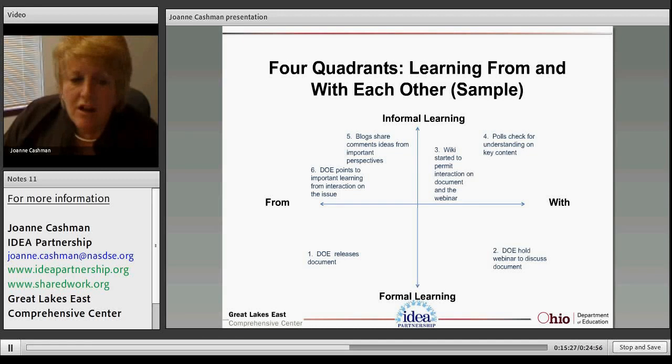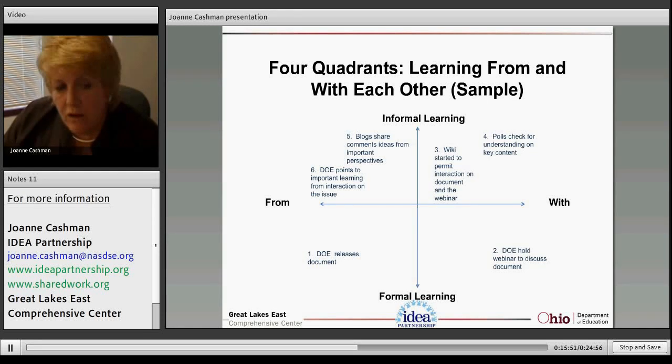So let's take a fairly formal strategy, okay? And so it's down here on the bottom in this quadrant of formal learning. And it's information that is going from the Department of Ed, so it's on the left side of the screen, to individuals. It's not really developed collaboratively. And there are a lot of things that have to be done this way.